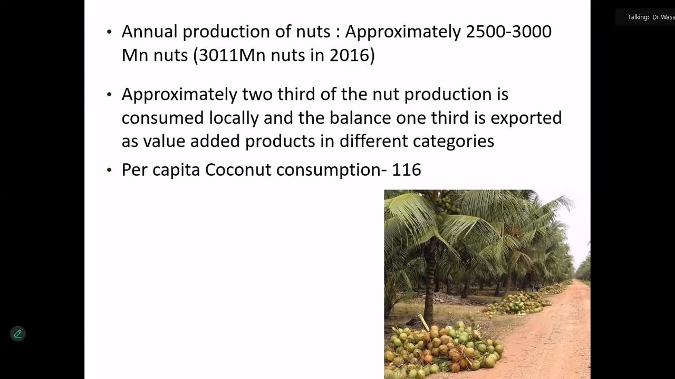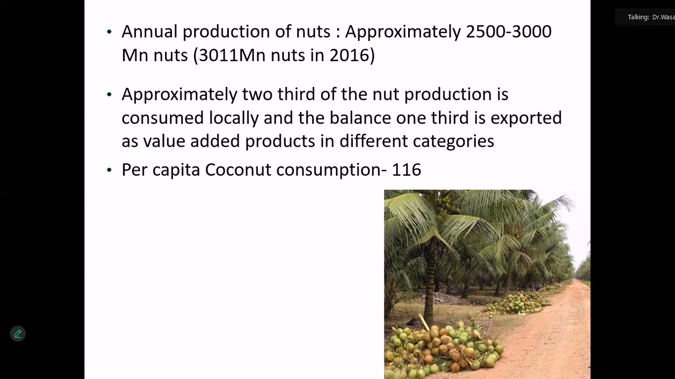So per capita coconut consumption is 116. Because I am discussing some important exam highlighting points, as you are online, I discussed online. What is the paper? You can see irrigation management. I discuss the whole paper. Here also I am doing it, but you are not attending. Now per capita consumption is 100.